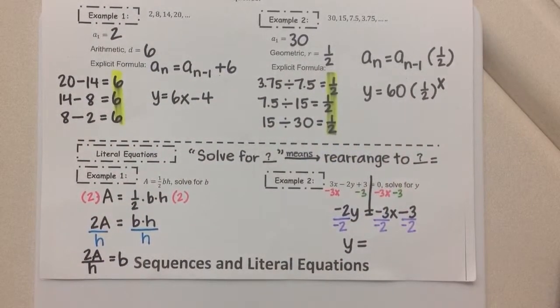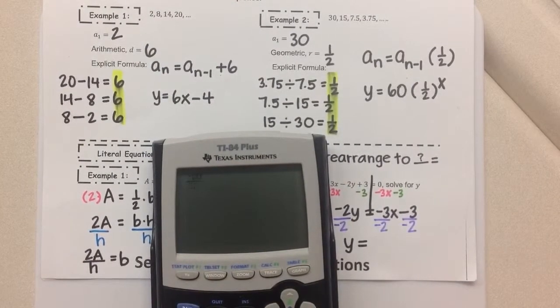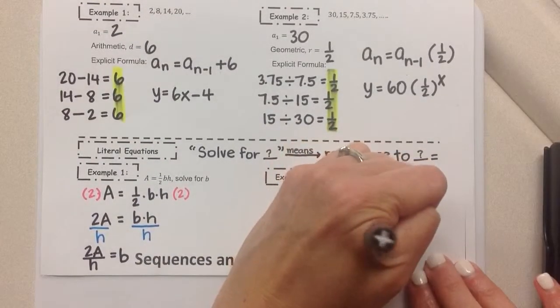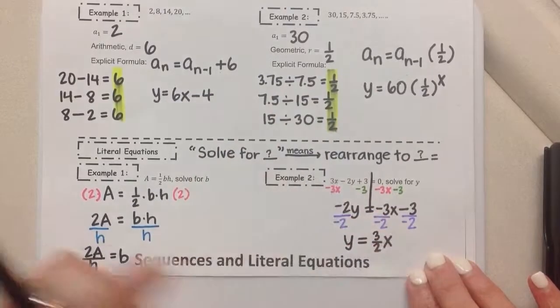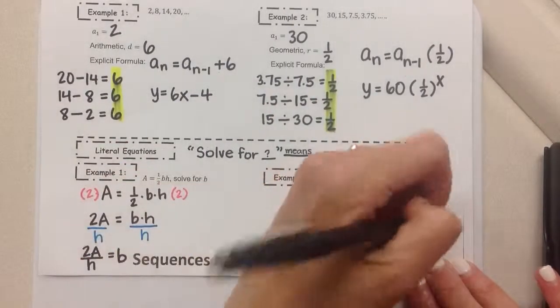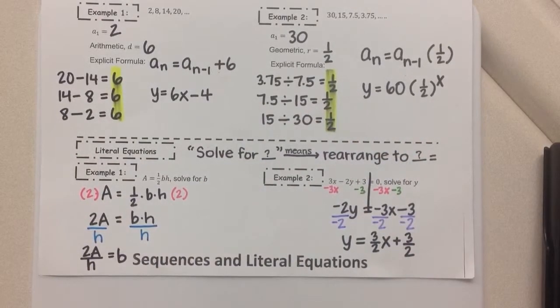And now I'm going to go to my calculator and I'm going to leave it as a fraction. Negative 3 divided by negative 2 is going to turn into 3 halves. So I have 3 halves x. And then I have the same thing: negative 3 divided by negative 2, which I know is going to turn into a positive 3 halves. So now I have rearranged and solved this equation for y. I have rearranged and solved this equation for b.